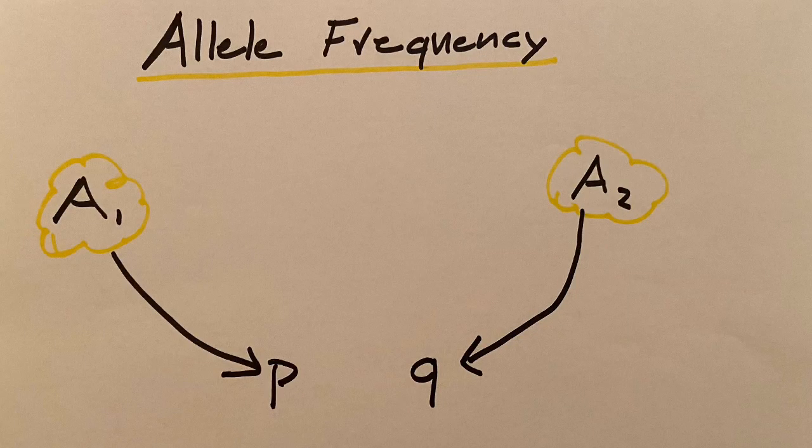Alleles have something called frequency. This is a word for how often they occur. More mathematically, it's the number of individuals with that allele divided by the population size. We will call A1's frequency P and A2's frequency Q.